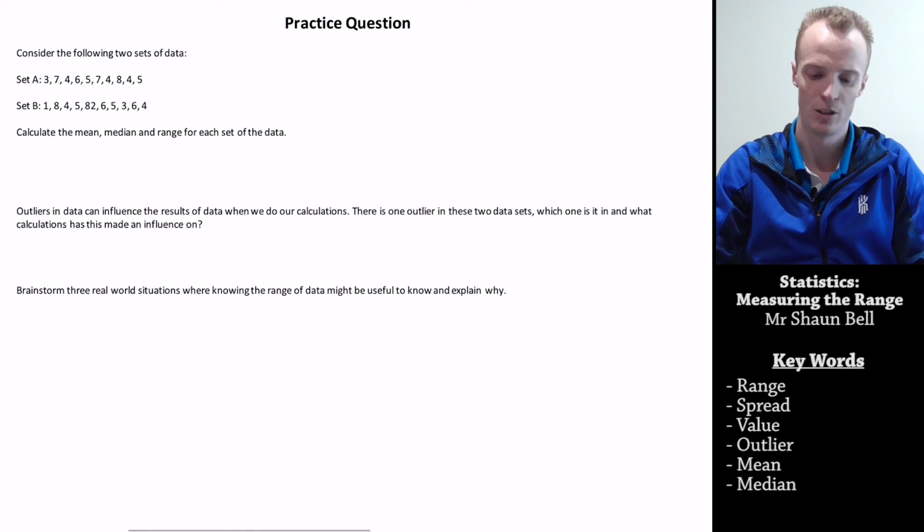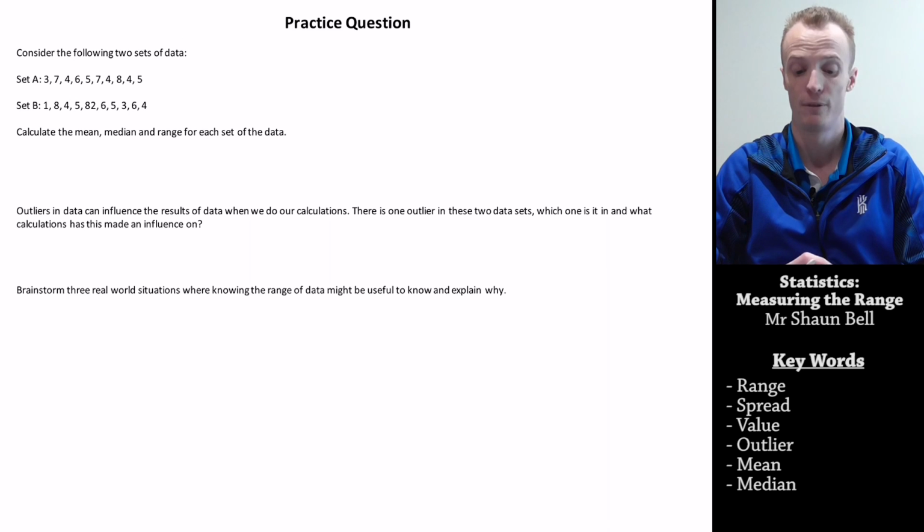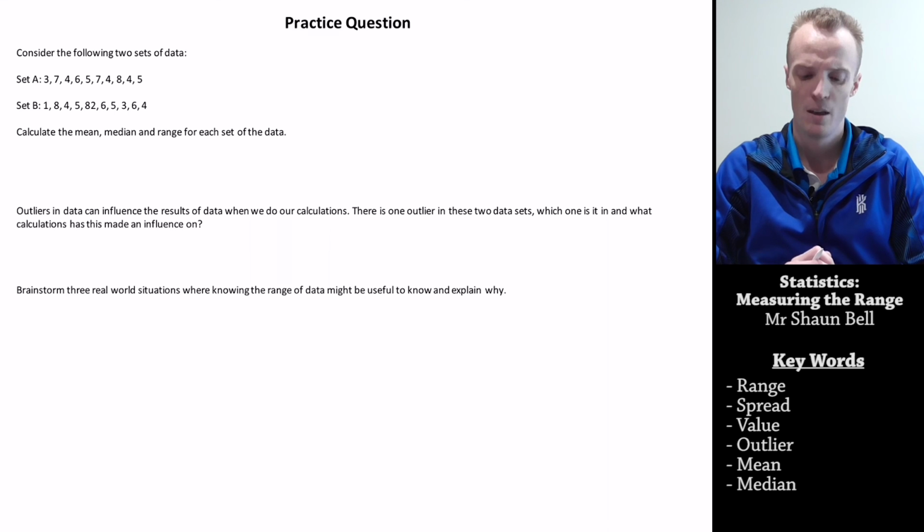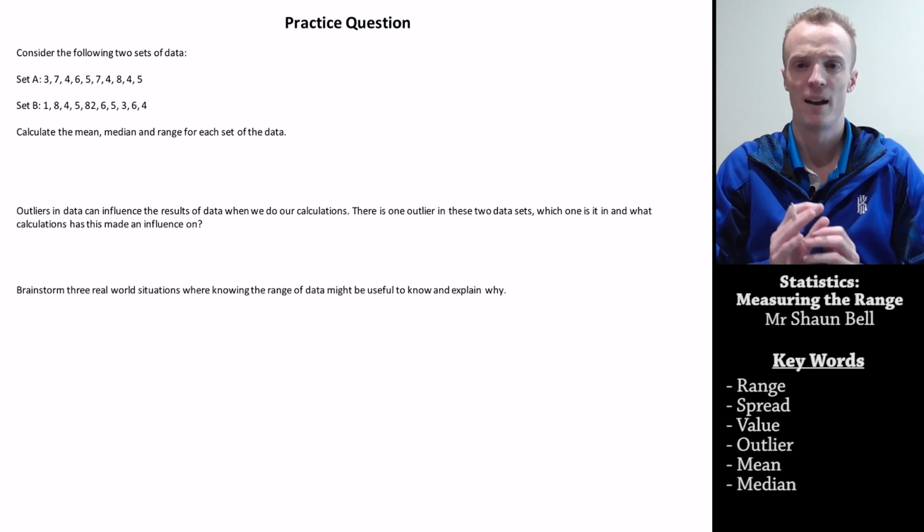I want you to consider the two sets of data, set A and set B, in front of me. I want you to calculate the mean, median and the range for each set of data. But I want you to be careful. In that last set, they are already put in ascending order for us. So you might want to do that as your first step. Once you've done that, I've got here that outliers in data can influence the results of the data when we do our calculations. There is one outlier that exists in these two data sets. Which one is it, and what calculations has it made an influence on? So that's something for you to think about.